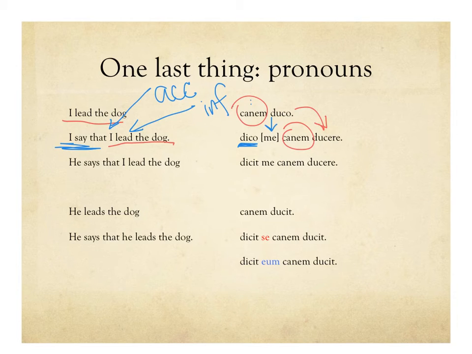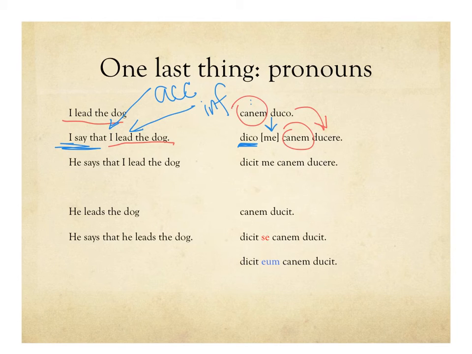Now, if I don't put the me in there, we're going to assume that it's me, that the subject of the main verb and the subject of the infinitive are the same. That's, for the Romans, a logical assumption, because if I have a sentence like dico canem ducere, I say that the dog leads, you could translate it that way, but it's probably more likely that I am leading the dog. So both translations would be possible, but you can always include the me to make it really clear.